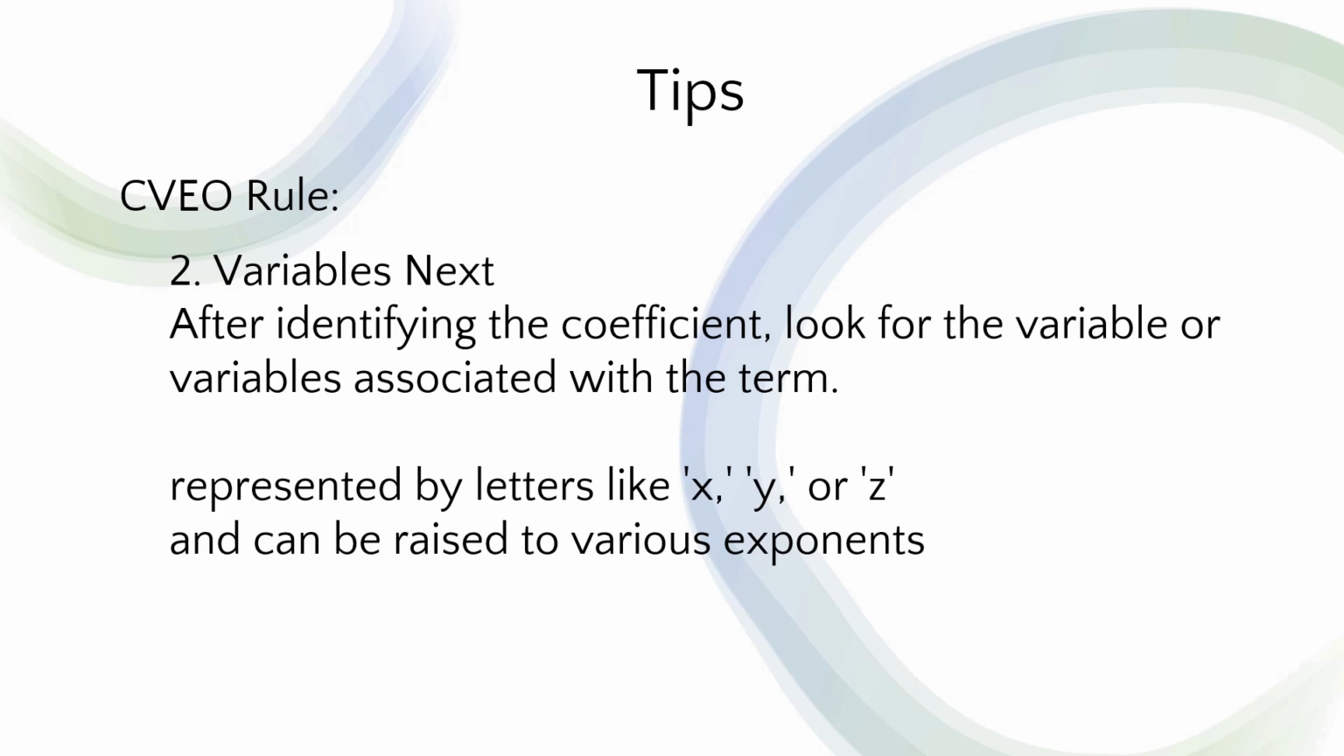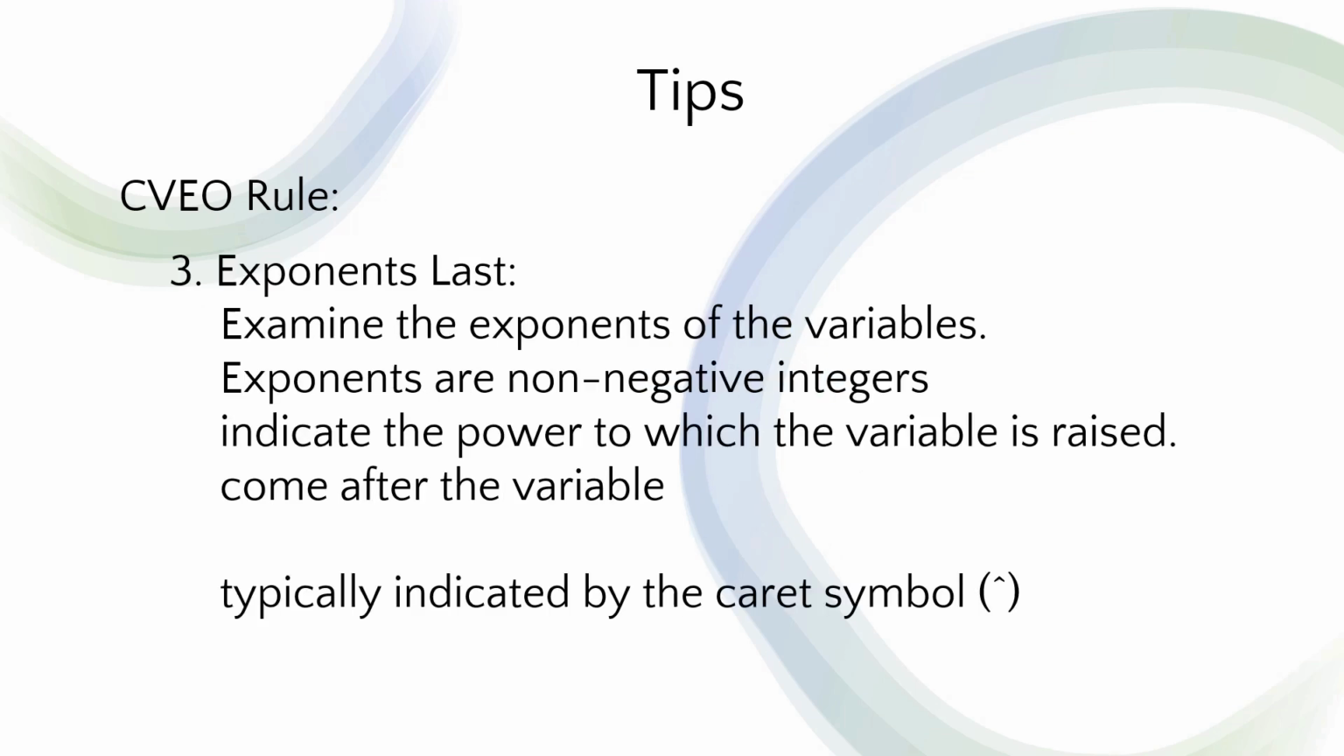2. Variables next. After identifying the coefficient, look for the variable or variables associated with the term. Variables are often represented by letters like x, y, or z, and can be raised to various exponents. 3. Exponents last. Finally, examine the exponents of the variables. Exponents are non-negative integers that indicate the power to which the variable is raised. They come after the variable, typically indicated by the caret symbol followed by the exponent.